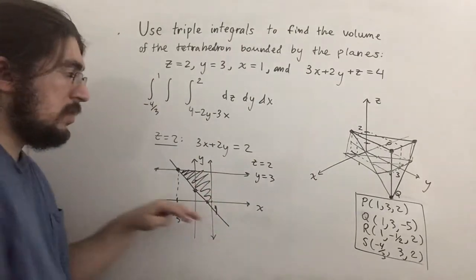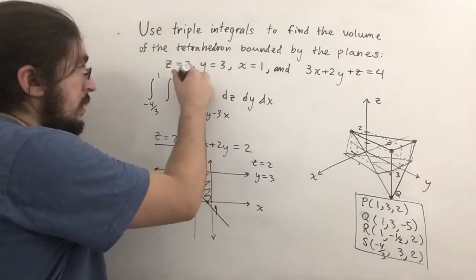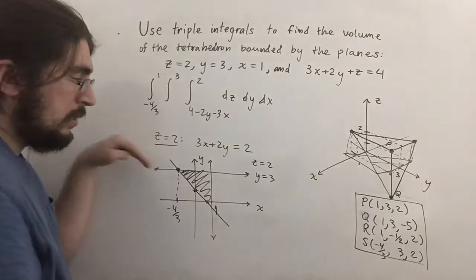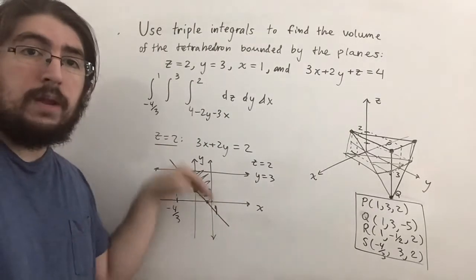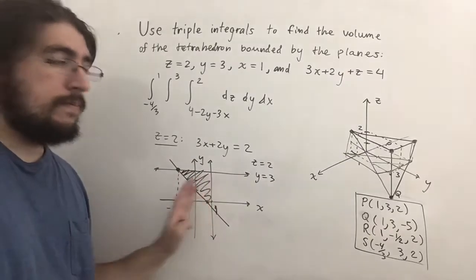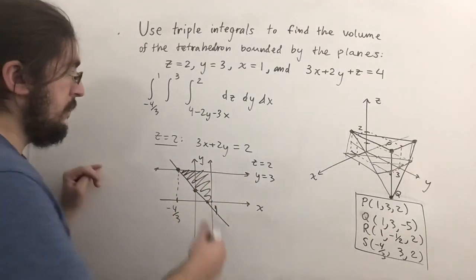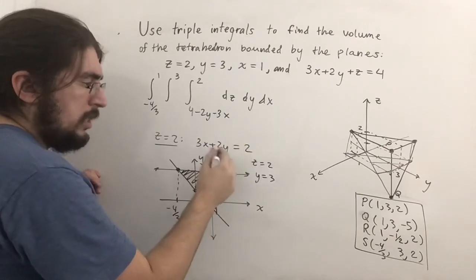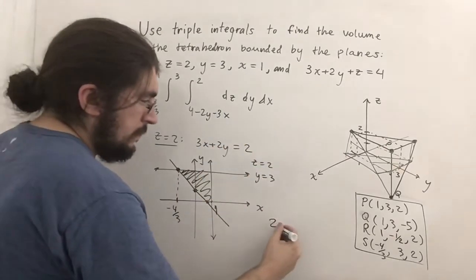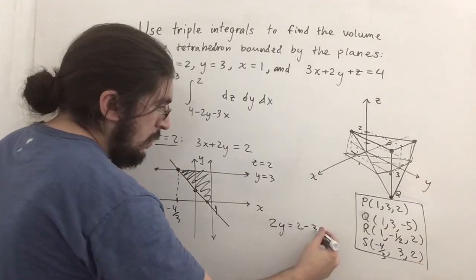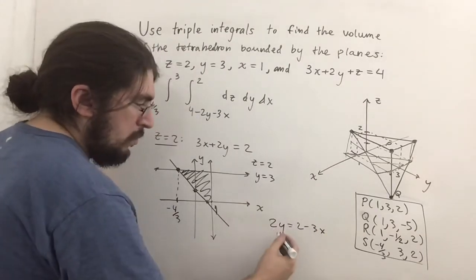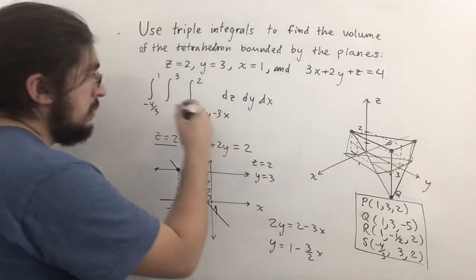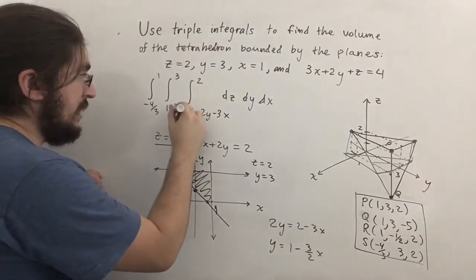And now where do the y values go in this region? Well, the highest these y values can be is 3. The lowest they can be in between these x values is on this line. So this line is essentially the lower limit of points here in between these x values. So if we solve for y here, we'll get 2y is equal to 2 minus 3x. And then of course dividing by 2, we get y is equal to 1 minus 3 over 2x. So that's our lower limit, 1 minus 3 halves x.